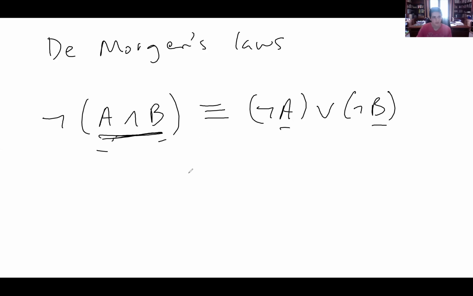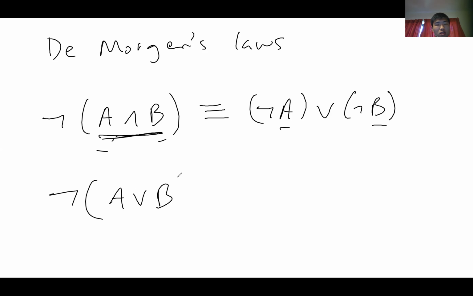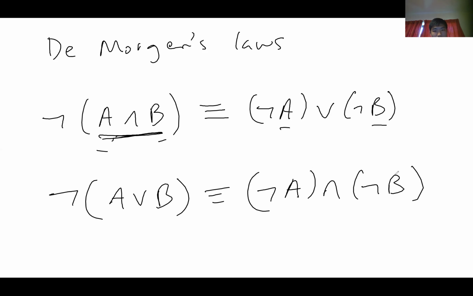And then the other one is just negating the or. So not (A or B) is equivalent to not A and not B. The idea behind these two is basically the same: the negation distributes over the individual sentences, right?